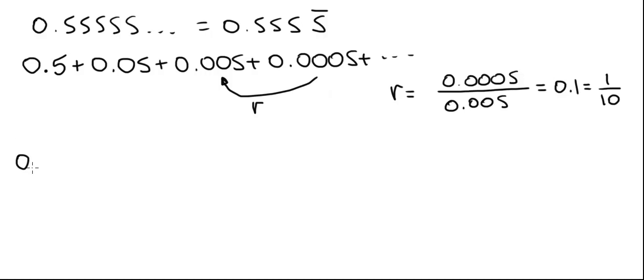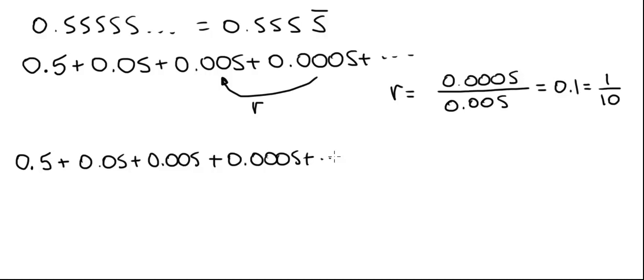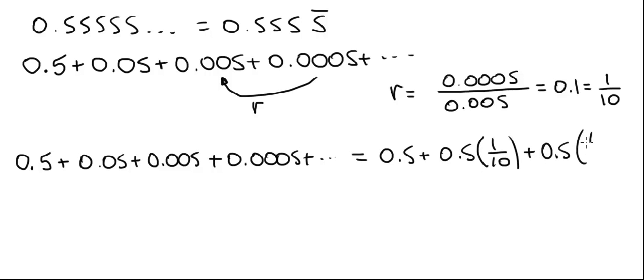We can take this series and express it in the following way. We can express it just like we did above, 0.5 plus 0.05 plus 0.005 plus 0.0005, or we can express it as 0.5 plus 0.5 times the ratio, which is 1/10, plus 0.5 times the ratio squared, and then plus 0.5 times our ratio cubed, and so on.